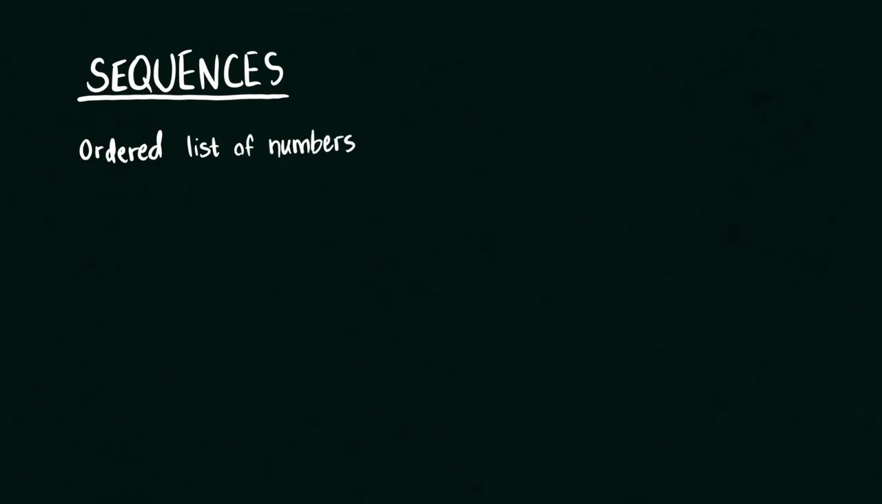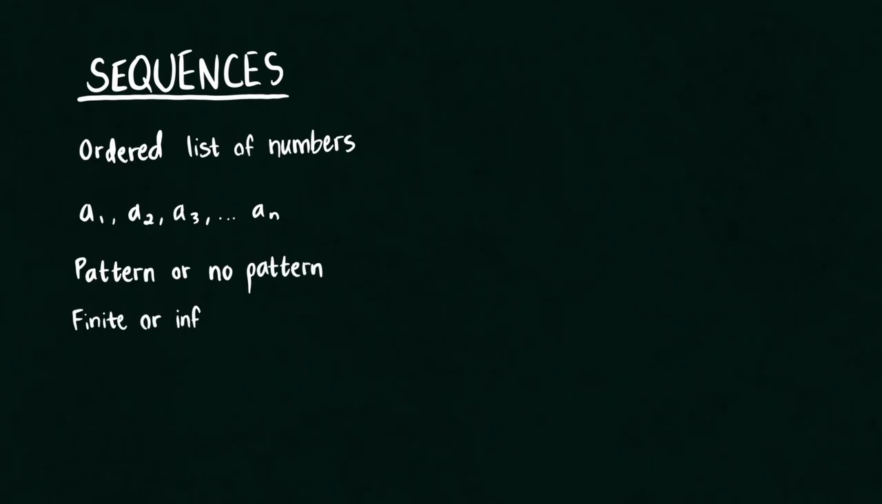So those little fellas are called sequences, which are basically ordered lists of numbers. Now we denote them with a letter, usually A, and a subscript. So for example, A sub 1 would represent the first term of your sequence, A sub 2 the second, and so on. Now usually these numbers have some sort of pattern, but sometimes they don't, and they can also be finite or infinite. So basically sequences can be whatever they want to be.